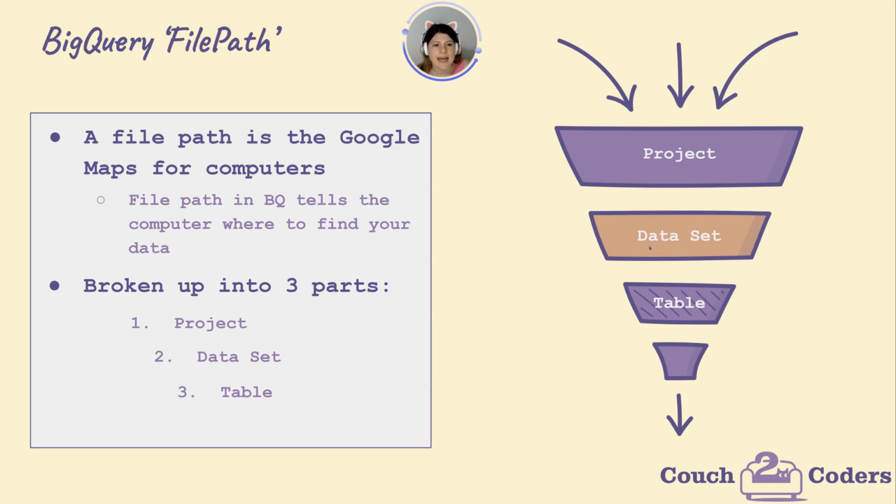So going in reverse, a dataset is just a group of tables that live in one spot. So if you imagine on your computer, you might have a folder, and inside the folder, it has a bunch of pictures or Word documents or whatever it is, a bunch of data there. And a project is something that has multiple datasets. So it goes from big to small.